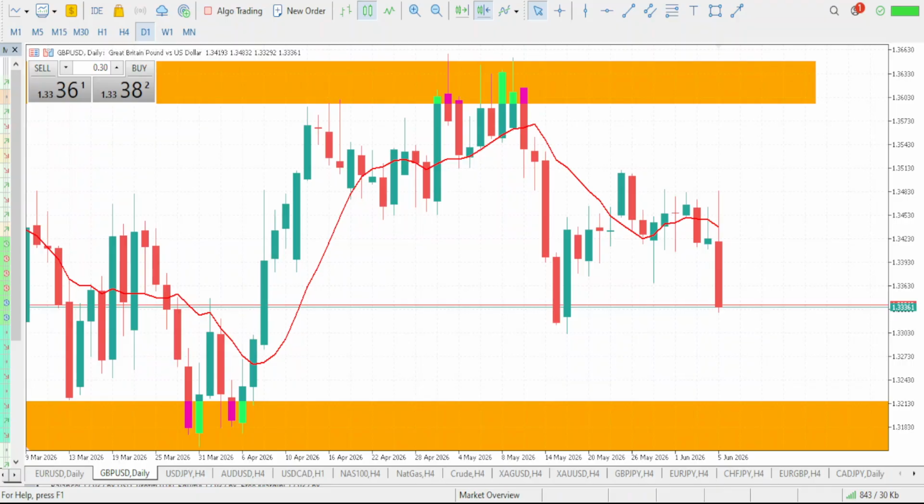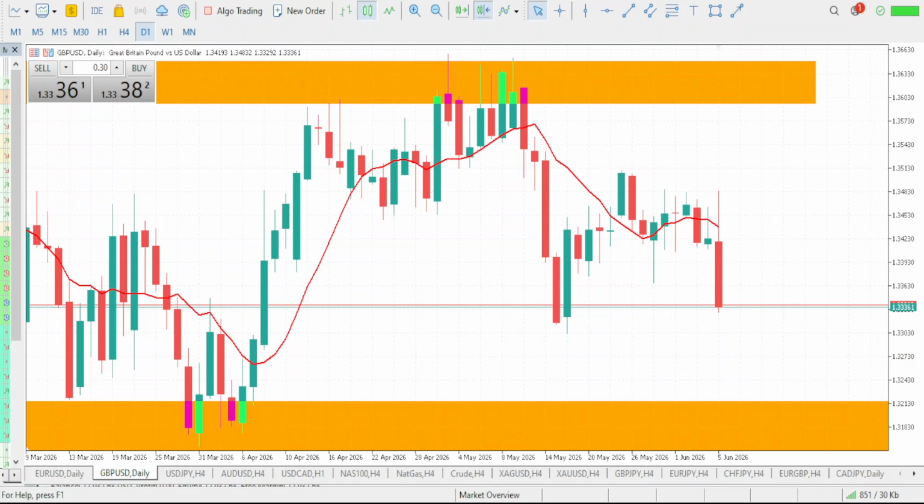Now let's take a look at what we are going to be expecting for the week on our GBP USD. Now these are the 2 rules of trading I want you guys to have in mind and you should always be following. The first rule of trading is to know your trend. The second rule of trading is to trade the trend. So first, you have to know what the trend is. Second, you have to trade with the trend.